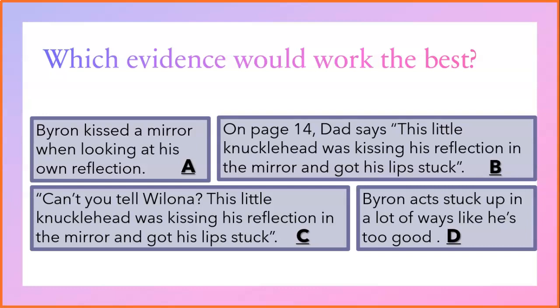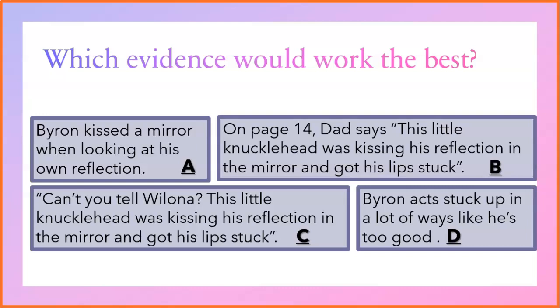So the answer, well, let's go through these step by step. Byron kissed a mirror when looking at his own reflection. That's automatically, we're going to cross that one out. It doesn't have a direct quote from the text. B says on page 14, that's great. It gives me a specific page number. Dad says, okay, so it lets me know who the quote is from. That's good. The little knucklehead was kissing his reflection in the mirror and got his lips stuck. That's a direct quote from the book. B is awesome, but we still have to check our other answers.